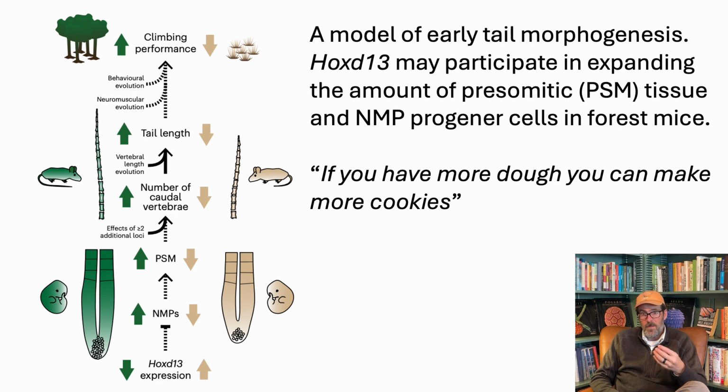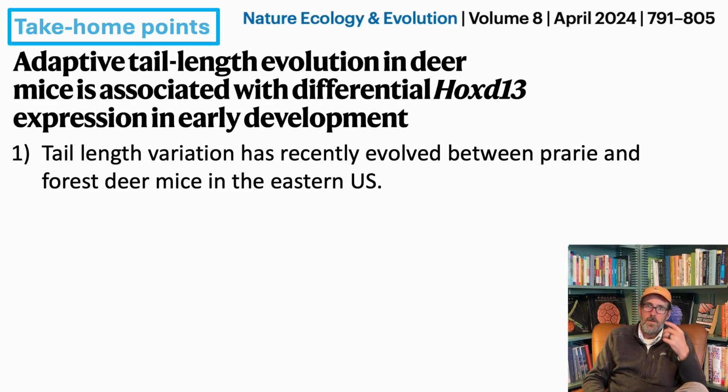So perhaps this decrease in Hox D13 expression in forest mice leads to more NMPs and more presomitic tissue, and that's what leads to more longer vertebrae that leads to a longer tail. And what I say is that if you have more cookie dough, you can make more cookies, and maybe that's what's happening here in the deer mice. I always go back to my take-home points.